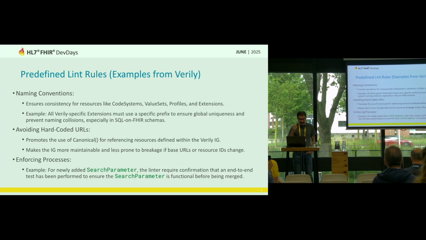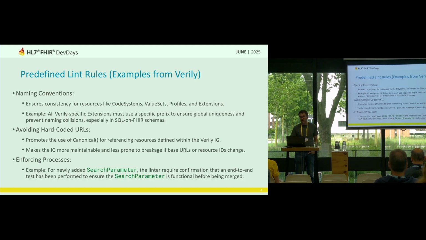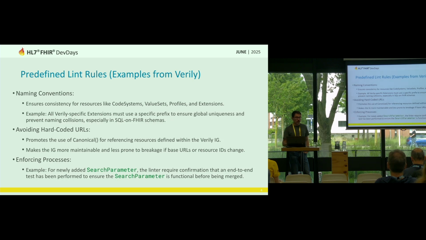We started with a set of predefined lint rules for ourselves. For example, we have a couple of rules related to naming convention. We make sure the names of profiles, extensions, value sets, and code systems follow the standard that we follow for our code. There are some other common sense checks, for example, hard-coded URLs. If we have a hard-coded URL in any fish file, the linter will detect that, and we will ask the author instead to use an alias and use the alias inside the fish code.